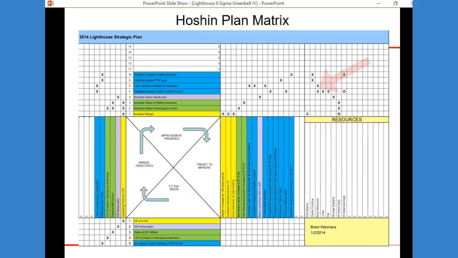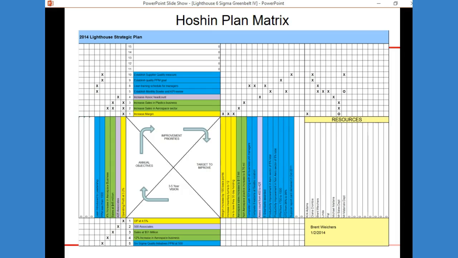Can I ask, to the right of your box there, is that the targets to improve list? This is targets to improve. Yes. So a 3 to 5 year annual objective, our improvement priorities, which ones I need to prioritize first, and then these are how I'm going to measure whether I'm hitting those things.